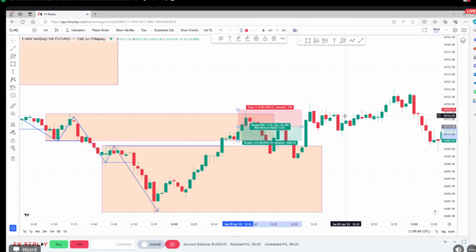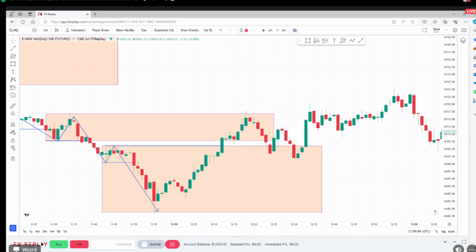So, does anybody have any questions thus far? Does the win rate decrease if you target the break of structure? Are you talking about when you have unmitigated zones?